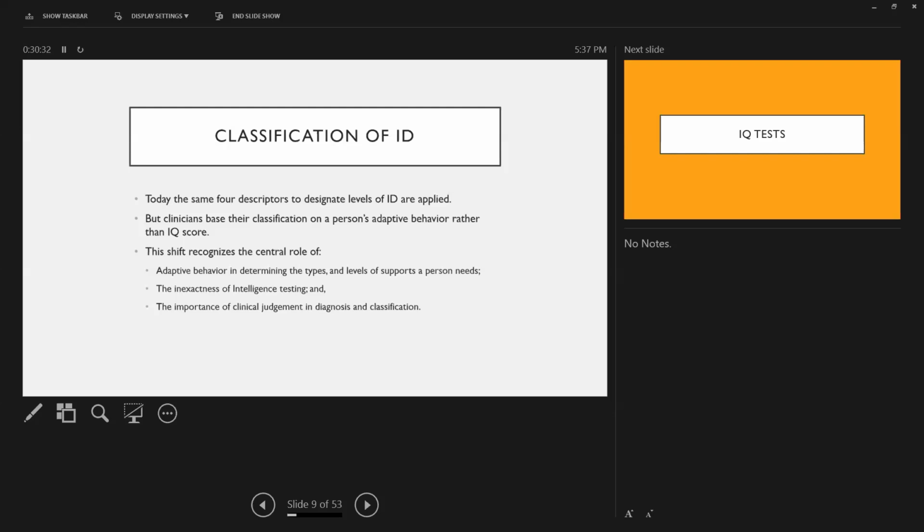Okay, so we're going to move on. As we're going to see, IQ tests are an important half of the means by which ID is diagnosed. But we're going to see that they're not the best tests, and people have spoken and written very critically of them, and their role in being used to develop any kind of classification system.